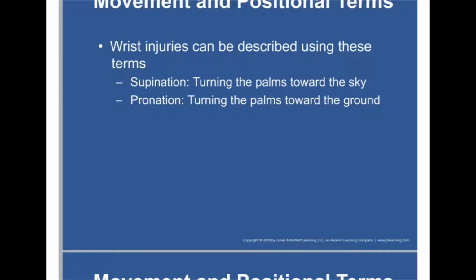There's also supination and pronation. These kind of describe usually wrist injuries. Supination is turning the palms up towards the sky, and pronation would be turning that palm back down towards the ground. So if you think about it, right, you're actually probably already familiar with supine and prone, right? Supine means they're lying on their back, and prone means they're lying on their belly. Well, which way are they facing if they're lying on their belly or they're prone, right? They're facing towards the ground. And if they're lying supine, they're facing up towards the sky.